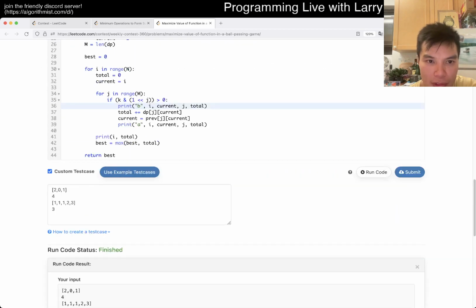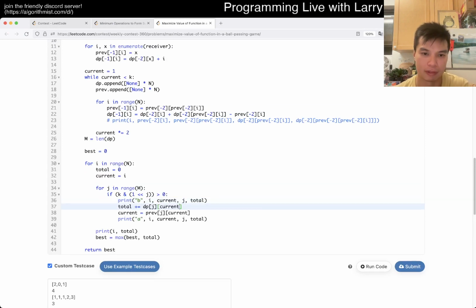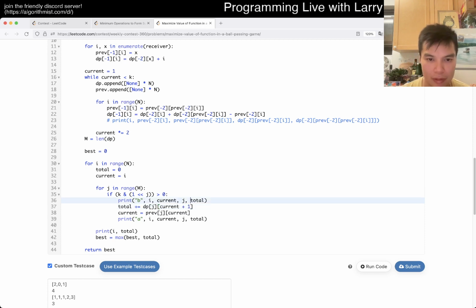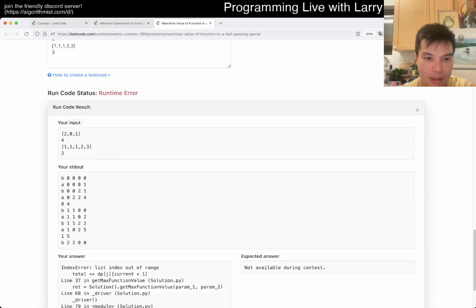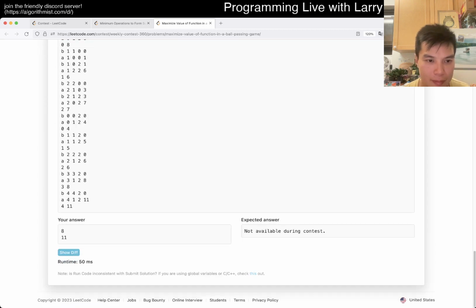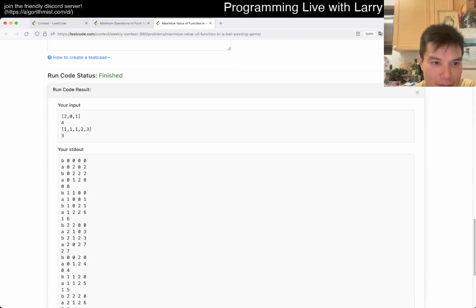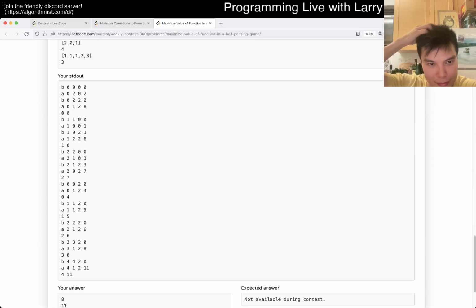I'm adding 3 when it should be 5. Am I off by 1? Maybe I'm just off by 1. Okay, maybe not. Oh no, it should be off by 1 here anyway. But I mean, it's still very wrong. But is it more right?